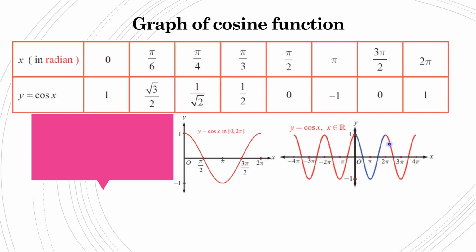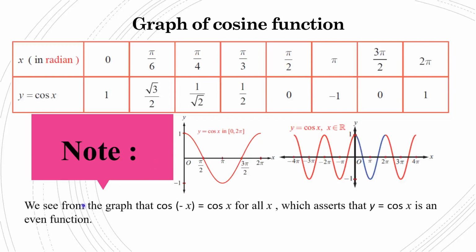Similarly, see this. This is also the cos x function, for all x belonging to the real values. They have shown how it looks for all real values. Next we have one important note. We see from the graph that cos of minus x is cos x. That is, even if we substitute minus x, the graph looks the same and we get the values of cos x.